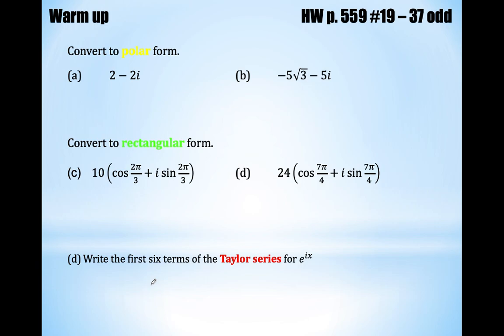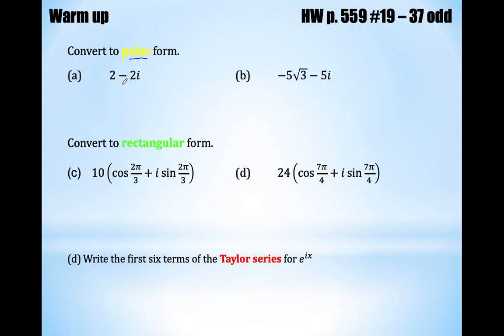Your homework is in the book, 19 through 37 odd. Shouldn't be too taxing, I don't think. And again, if you want to pause the video to do this warm-up and then check back to see if you've done it right, that would be fine, but I want to practice converting to polar form.